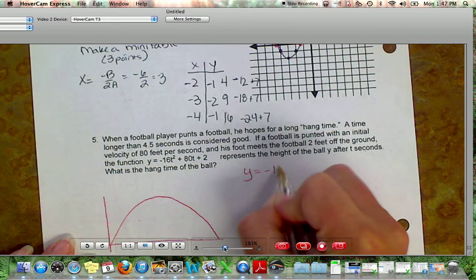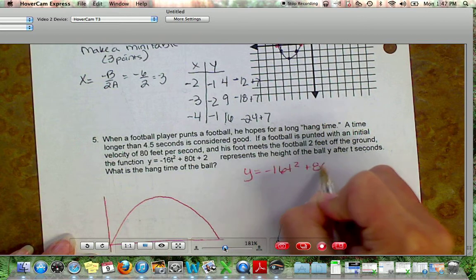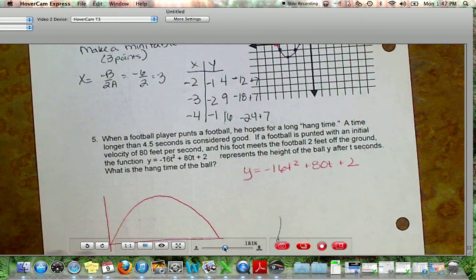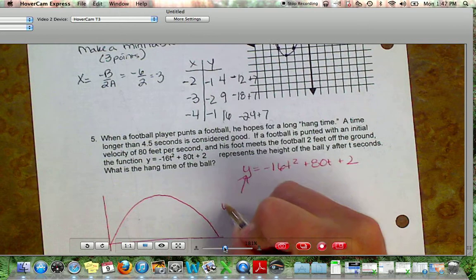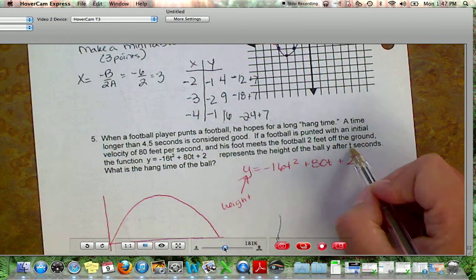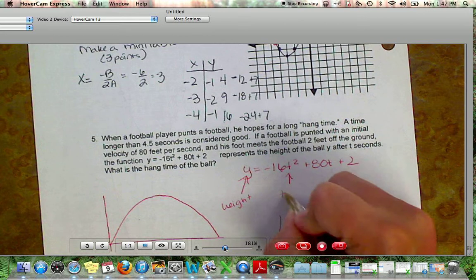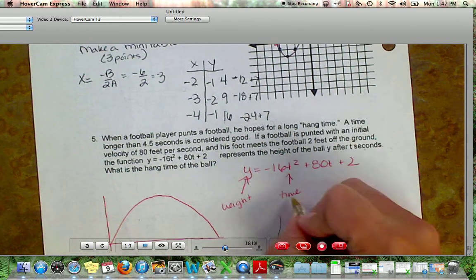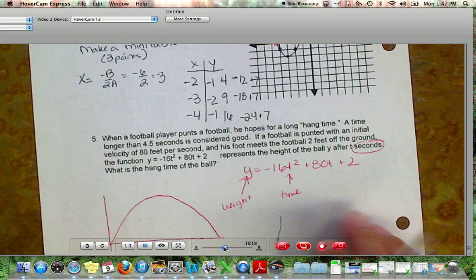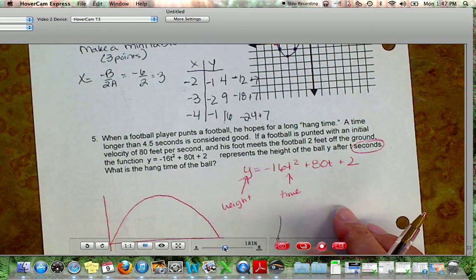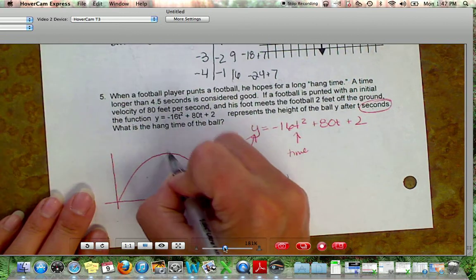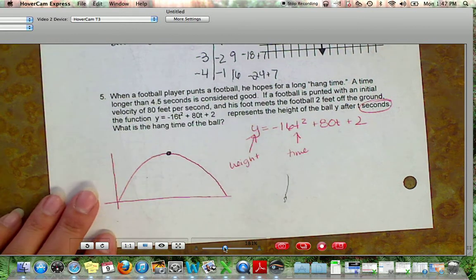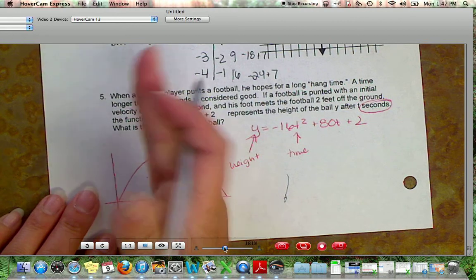Y equals negative 16t squared plus 80t plus 2. That represents the height of the ball. So the y value is representing the height of the ball, and the t value is representing time in seconds, it says right here. So here's the thing. The vertex tells us almost everything we need to know. Vertex is here, in this case a maximum, and it is in the center of the graph.